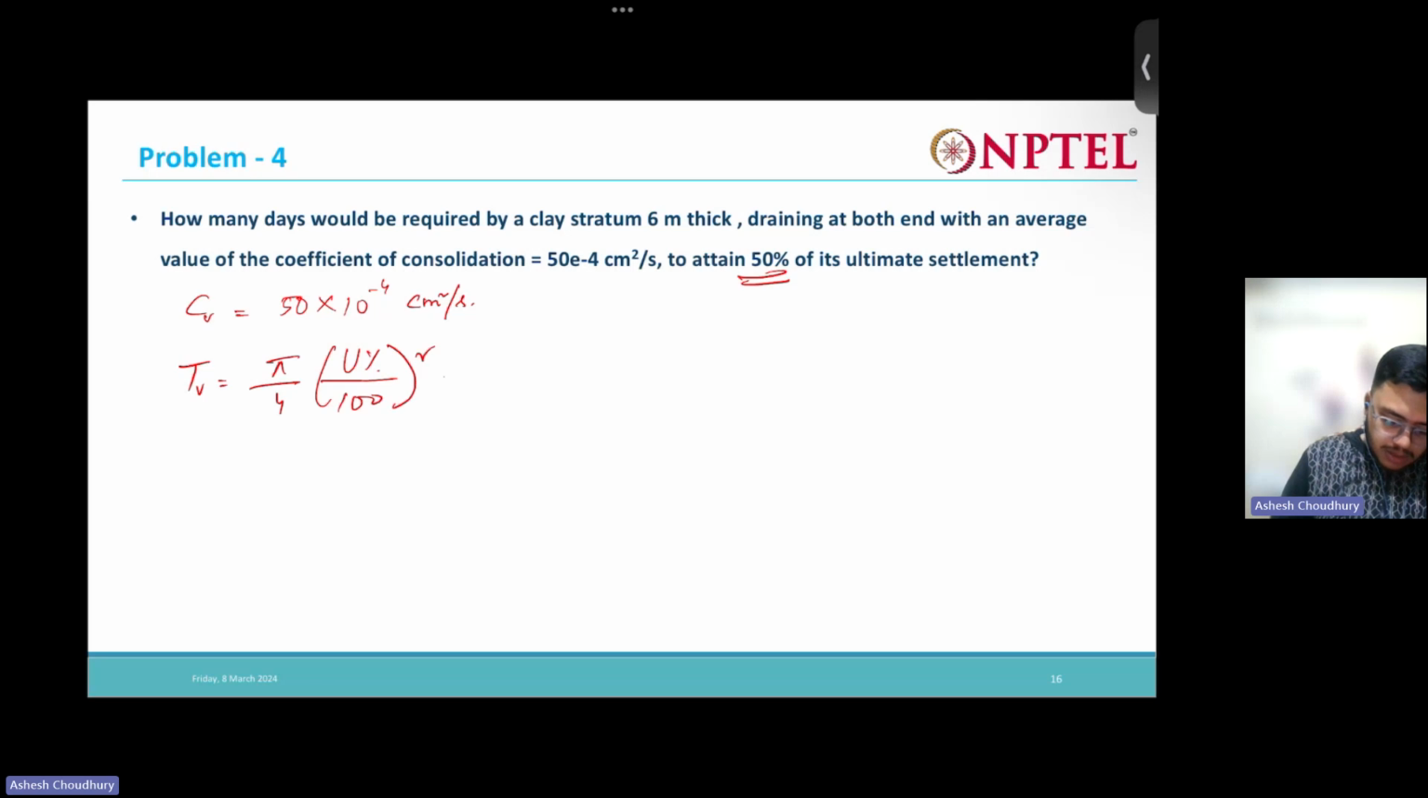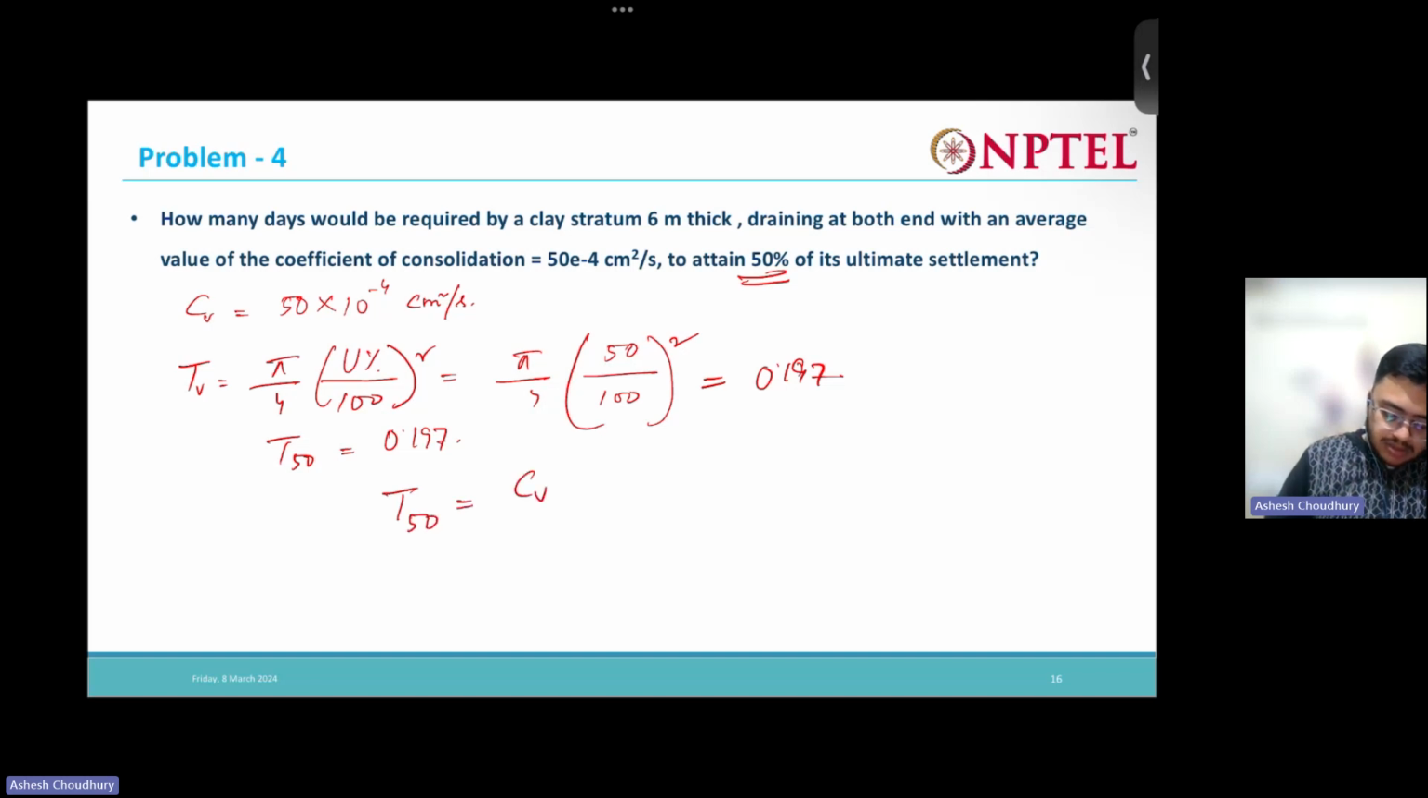into U by 100 squared, right? So pi by 4, where U is 50 by 100, squared. This you should always remember: it is 0.197. Very easy to remember, for fast calculation. So T50, the time factor at 50% consolidation, is 0.197. Now write the relation between TV, CV and T: TV equals CV T by H drainage squared.